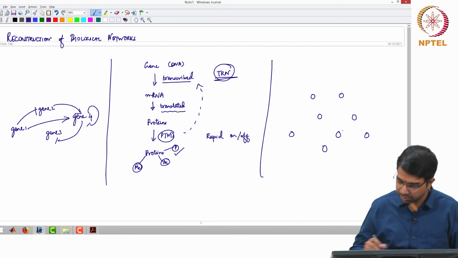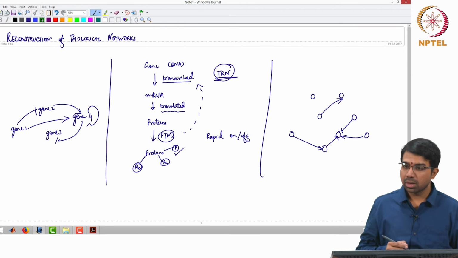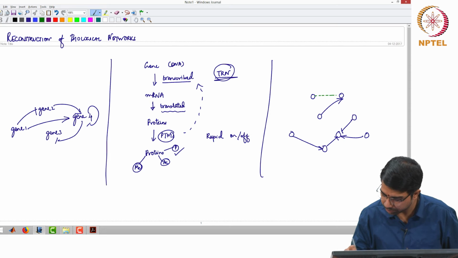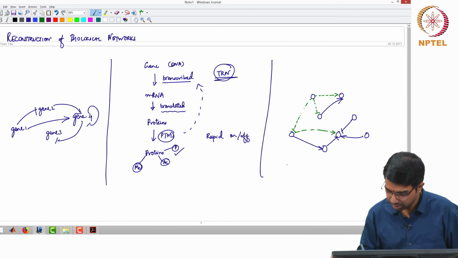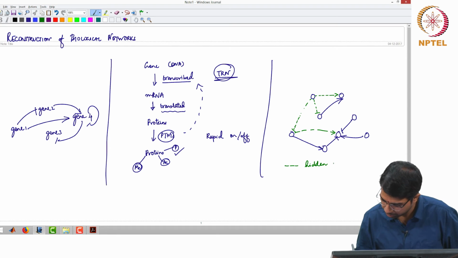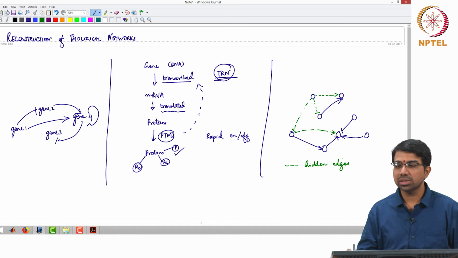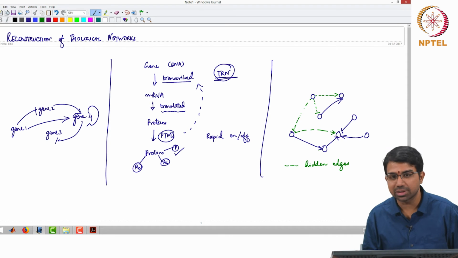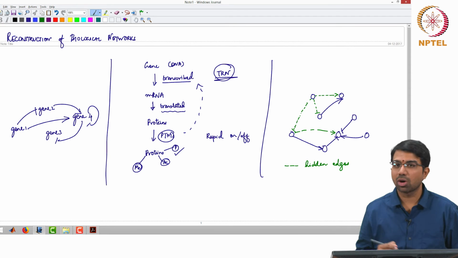Let us say these are all my genes, and more importantly I also may have such hidden events, right. Hidden edges, right. So these edges may basically not exist or you may not know them ahead of time. These may be experimentally elucidated interactions, but then you may further infer based on how the network behaves and so on that these edges must also exist.